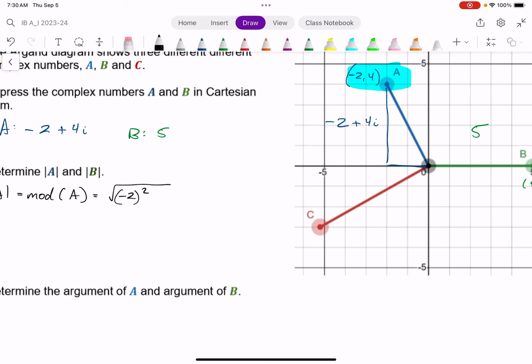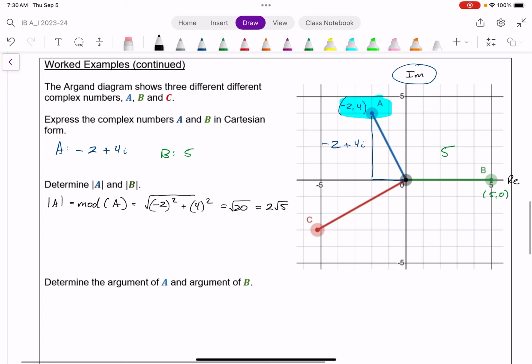It doesn't really matter if I have a positive 2 there, plus 4 squared. And we should get exactly root 20, which we could simplify to 2 root 5, should we wish. So that's the absolute value of a. The absolute value of -2 plus 4i is 2 root 5, or the modulus of a is 2 root 5. Same idea. We want to be, again, familiar with both.